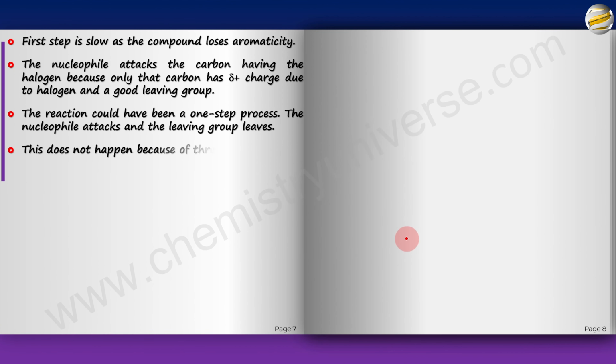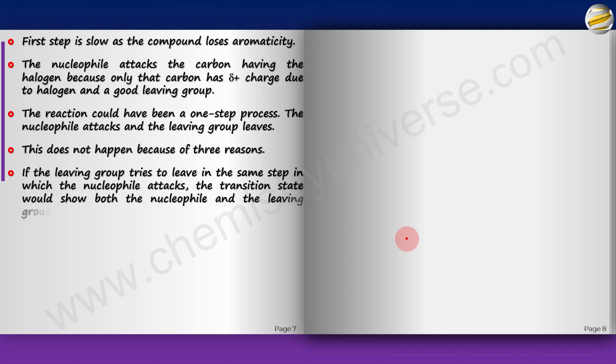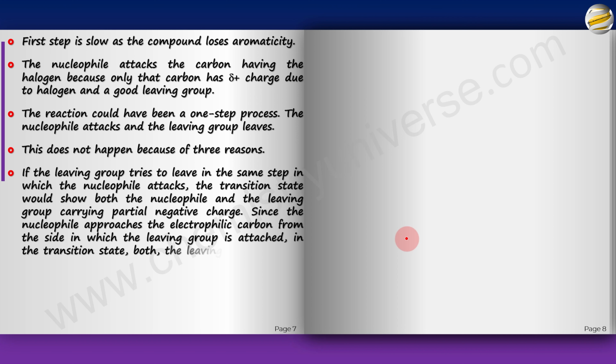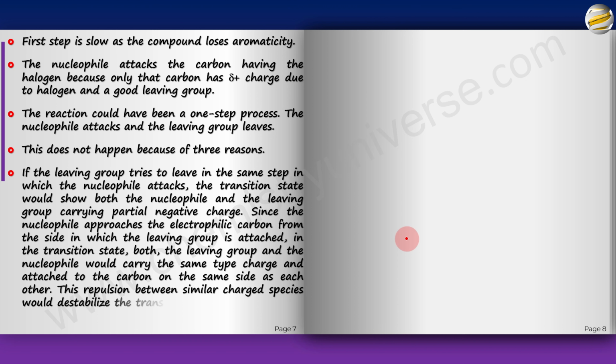Now, this does not happen because of three reasons. If the leaving group tries to leave in the same step in which the nucleophile attacks, the transition state would show both the nucleophile and the leaving group carrying partial negative charge. Since the nucleophile approaches the electrophilic carbon from the side in which the leaving group is attached, in the transition state, both the leaving group and the nucleophile would carry the same type of charge and be attached to the carbon on the same side as each other.